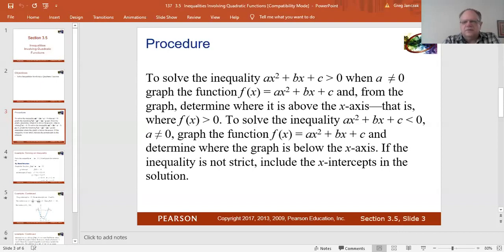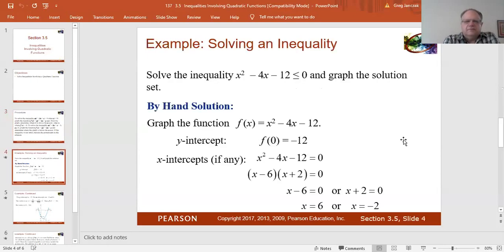And so then if it's less than 0, we're looking at below the x-axis, or what x values are below. Okay, so first thing we do, solve the inequality and graph the solution set.